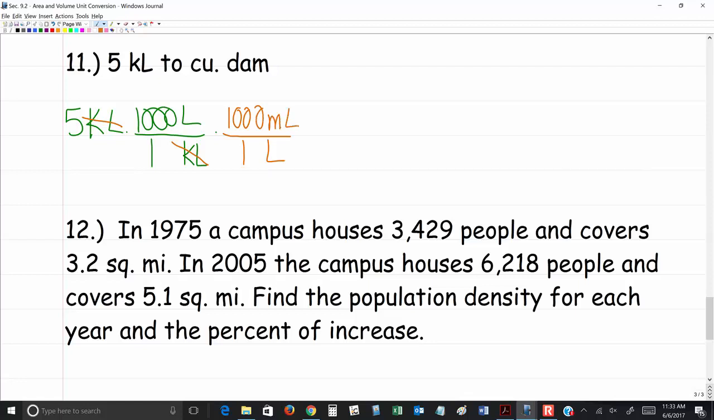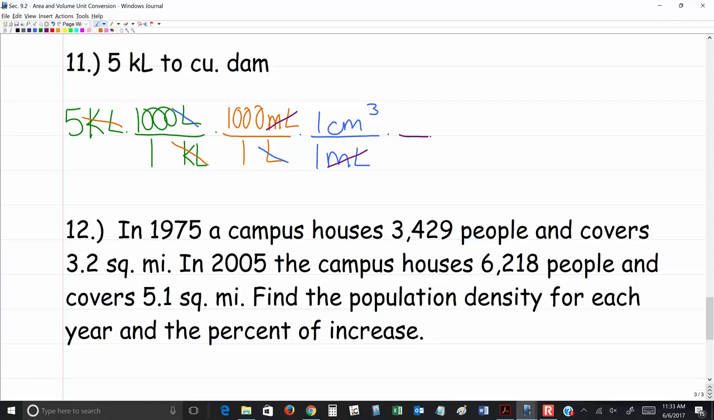All right, so now I got rid of liters and I got to milliliters. Now I'm ultimately trying to get to cubic decameters. So first I'm going to have to go from milliliters to cubic centimeters, which is just a 1-to-1 on my sheet. So 1 milliliter equals 1 cubic centimeter. Now I can cancel out the milliliters.